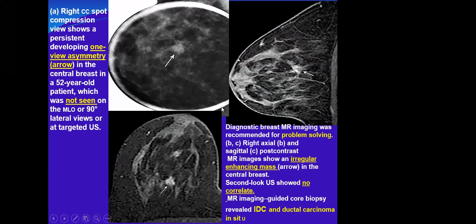Here the spot compression demonstrates the area of asymmetry as persistent. Findings in a 52-year-old, it was not seen on MLO or at 90 degrees, seen only on the CC view.